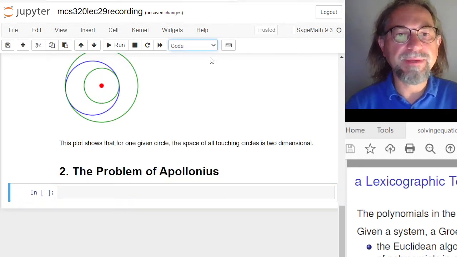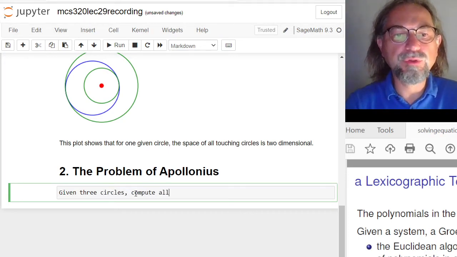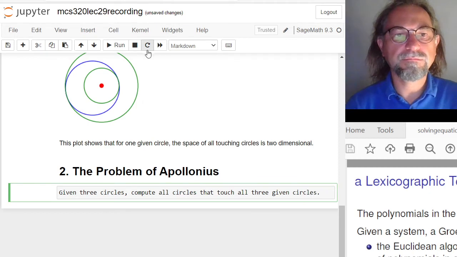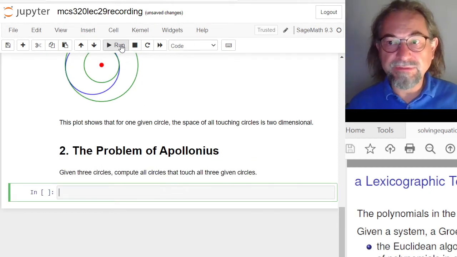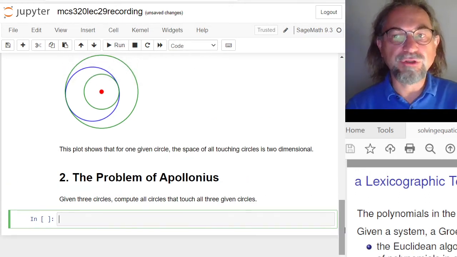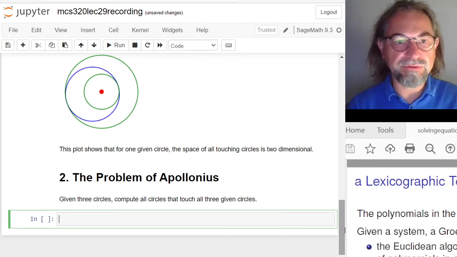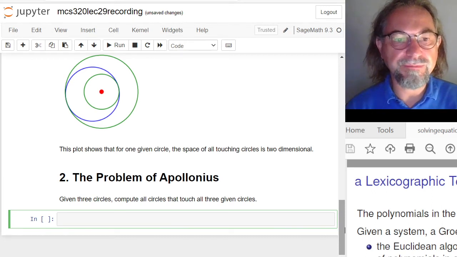So what is this problem again? Given three circles, compute all circles that touch all three given circles. I motivated this problem with the picture above. So this is a two-dimensional problem. A circle is determined by three numbers. So giving one input circle fixes one of the parameters. And that was in this setup the radius.